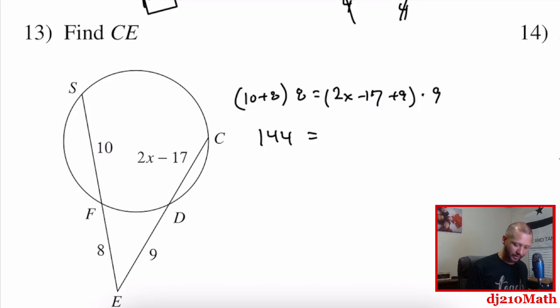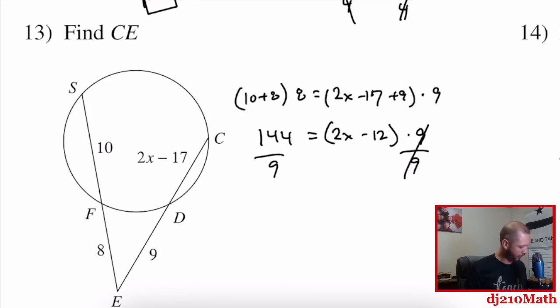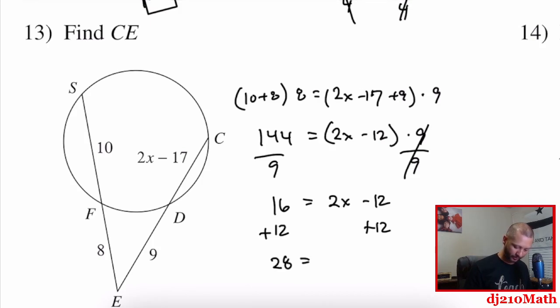17 minus 9. Okay, that's negative 12. So that's nice. Times 9. Okay, dividing both sides by 9. 144 divided by 9. That's going to be 16. 2x minus 12 on the right. We're adding 12. This is going to be 28. This is 2x. Divide both sides by 2. X is equal to 14.